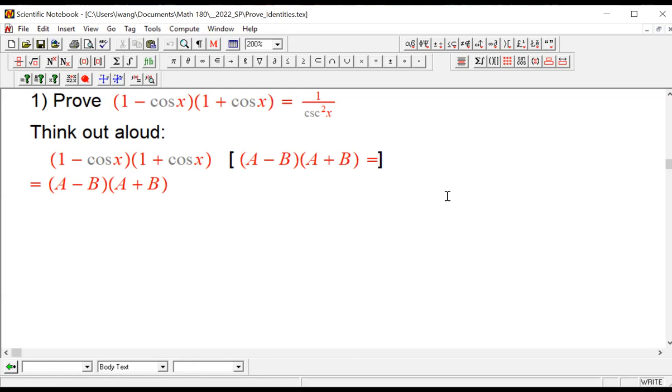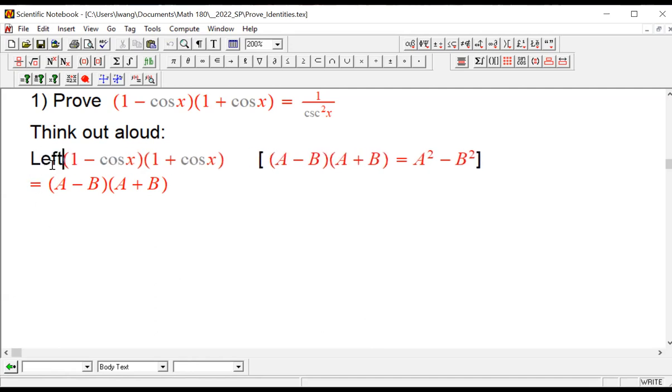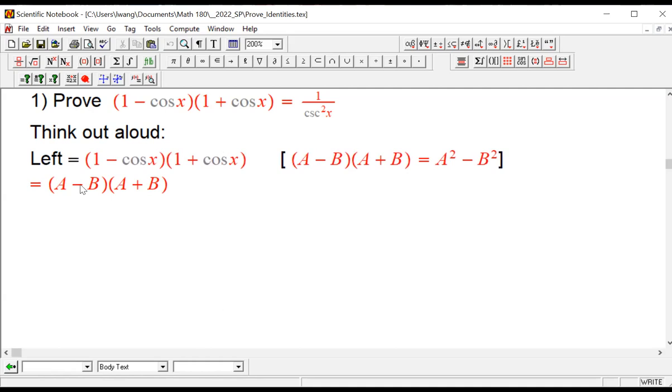And of course, we know that's A squared minus B squared. Just use this formula directly. So the left side is equal to, and when you see that format, you know that it equals 1 squared minus cosine squared.